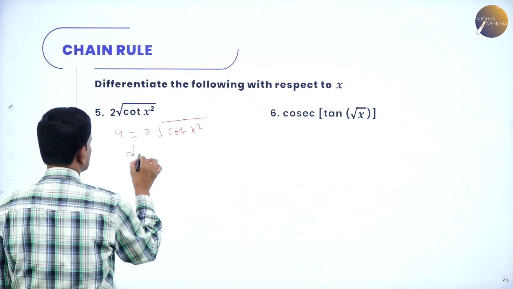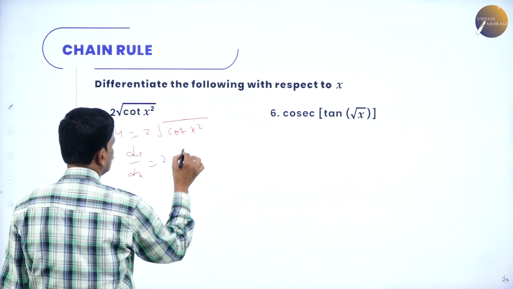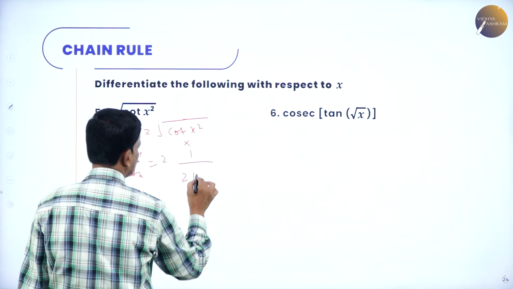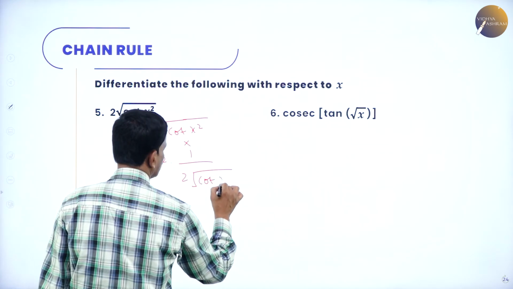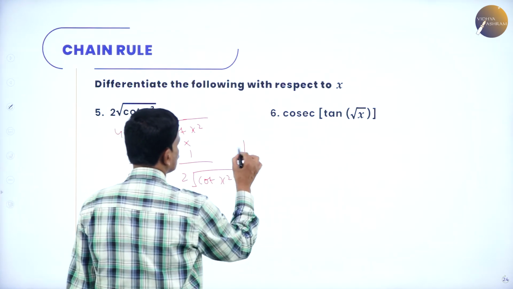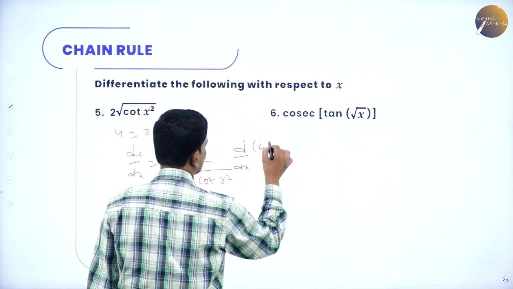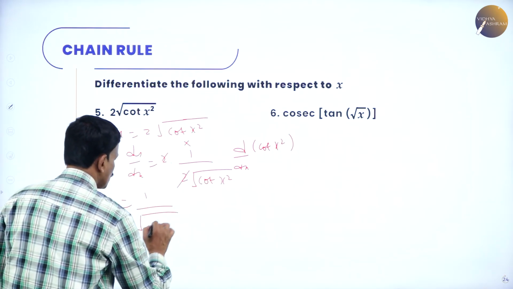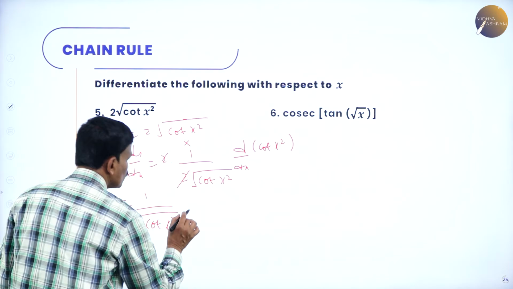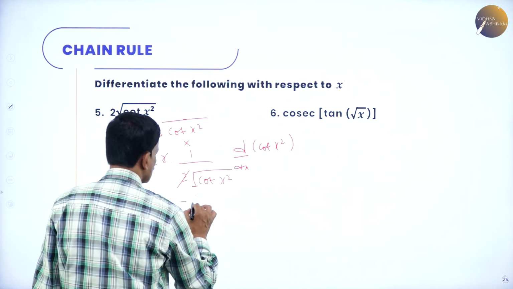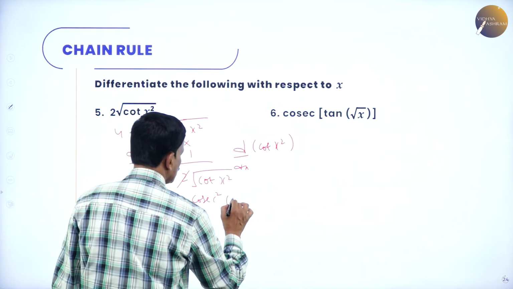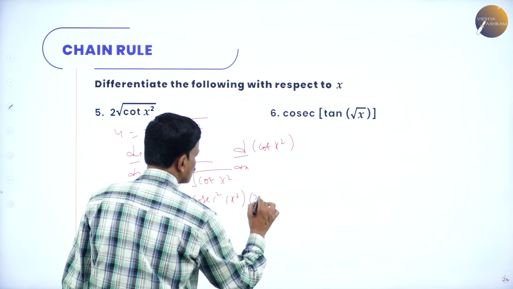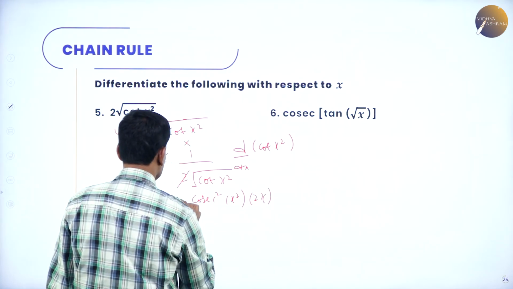Now differentiate this. dy/dx is equal to 2 into, this is root x. Differentiation of root x is 1 over 2 root x, 1 over 2 root cot x square into d/dx of cot of x square. This 2 and 2 gets cancelled. 1 over root of cot x square into differentiation of cot, which is minus cosecant square x square, into differentiation of x square, which is 2x. That's it.